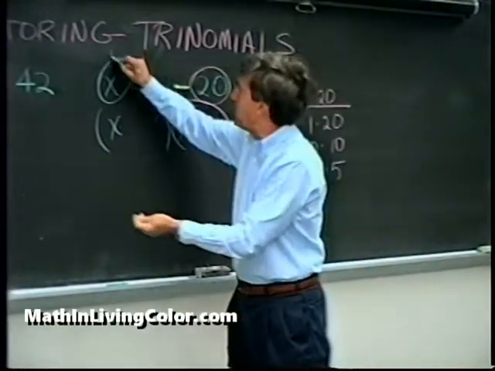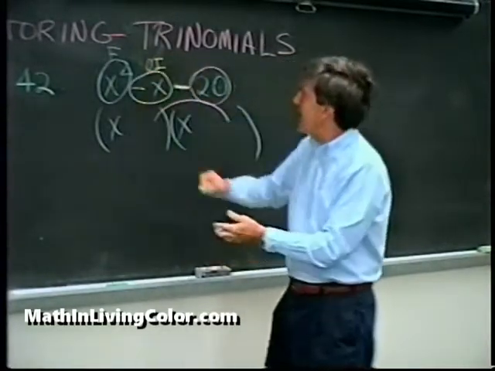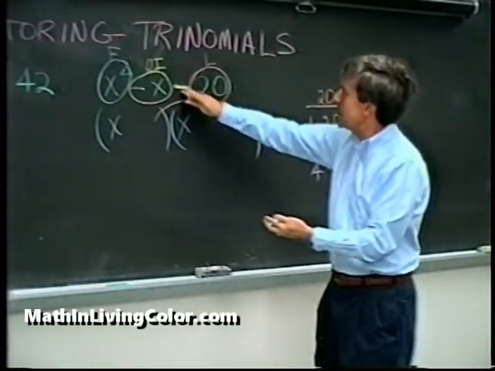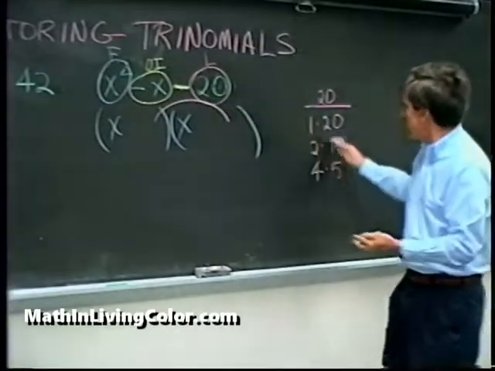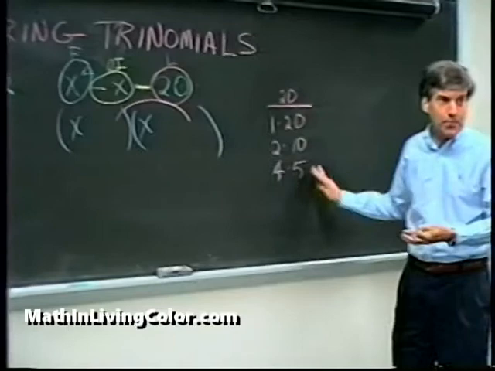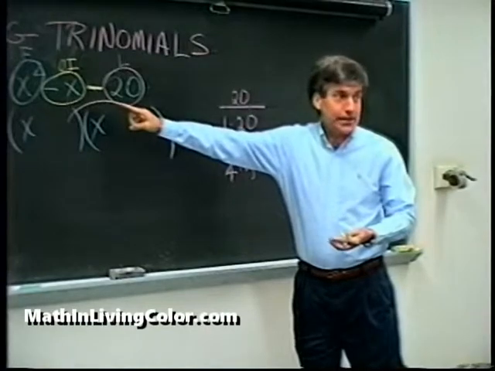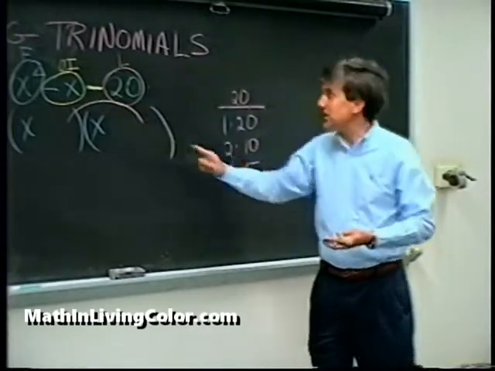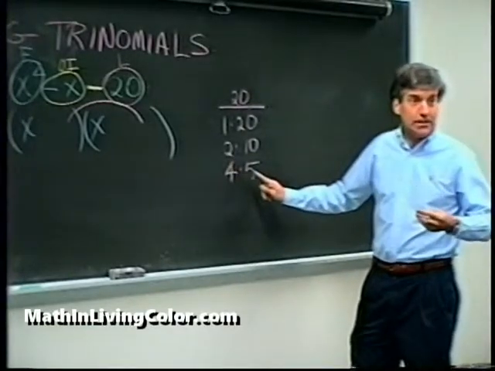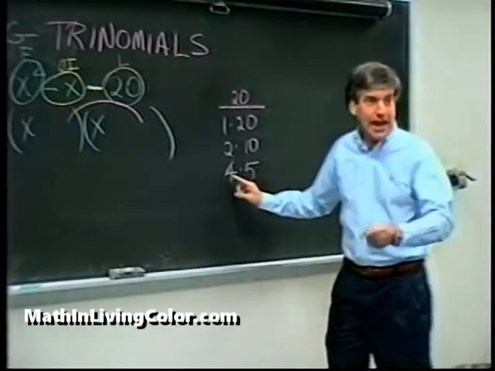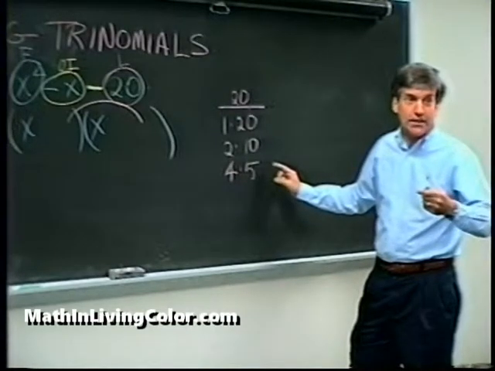See, this is the F. The F is the x squared. The OI is the -x, and the L is the -20. Okay? So I need to get two numbers whose product is 20. That would be one of these pairs of numbers that you can add or subtract. Now get this, it has to add or subtract to give you -1. Which of those is going to work? And would it be adding or subtracting? How do you know if it's going to be adding or subtracting?